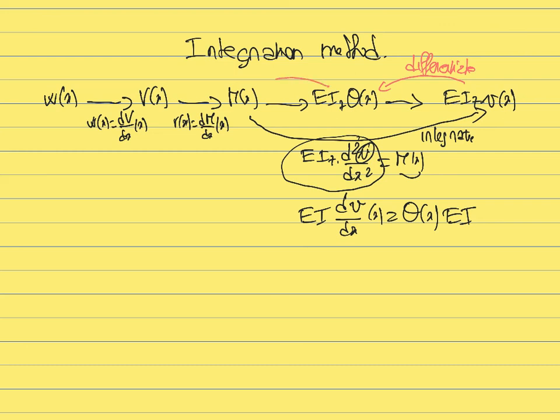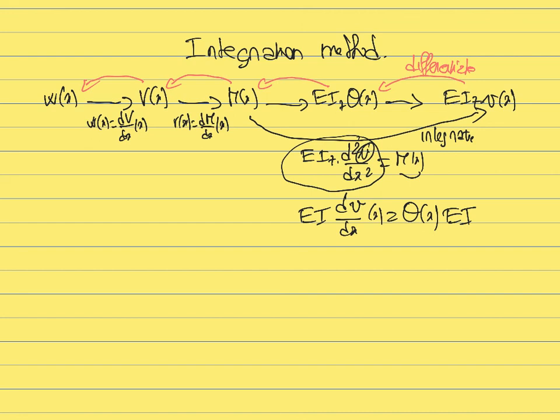And now if you differentiate the slope, then you would get the moment. So if you differentiate 2 times the deflection, then you get the moment, since the moment is equal to the second derivative of the deflection. And if you differentiate the moment, you get the internal shear. And if you differentiate the internal shear, you get the distributed load.